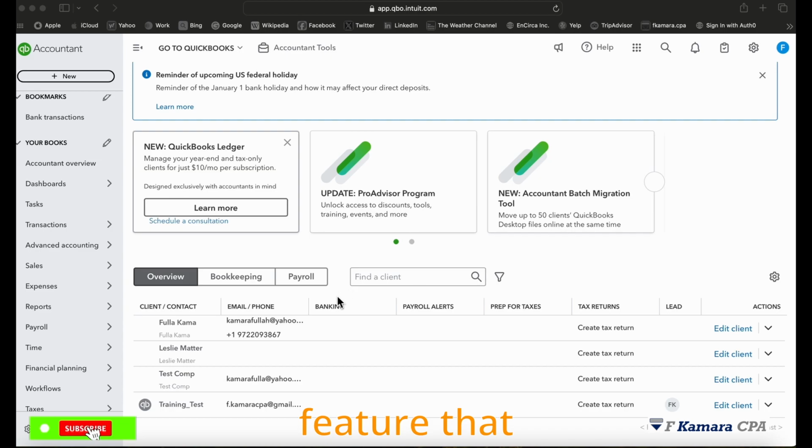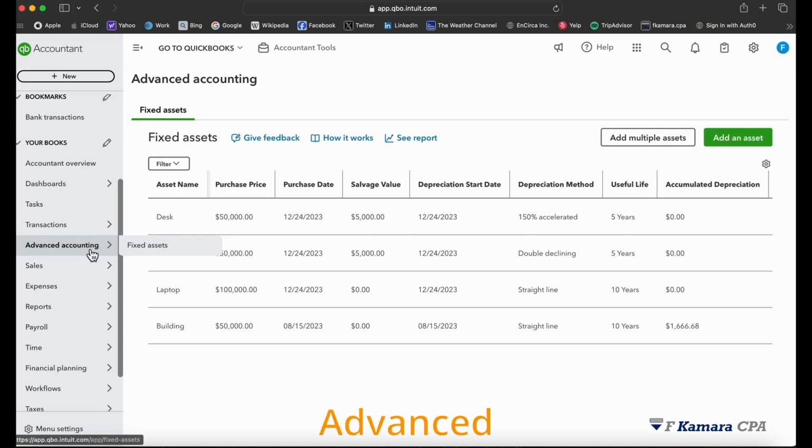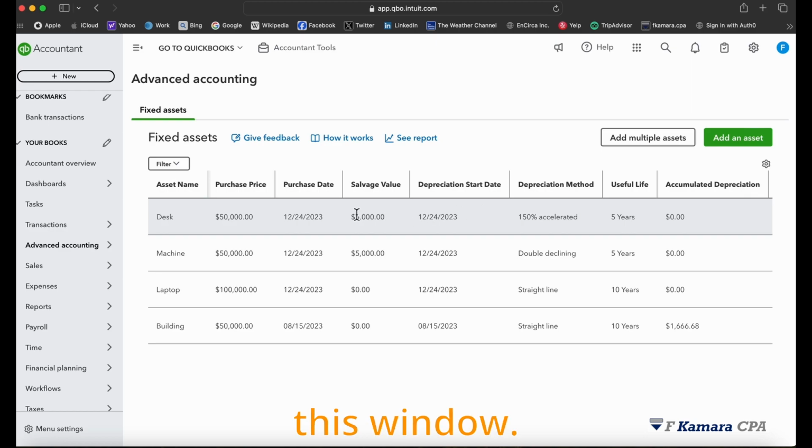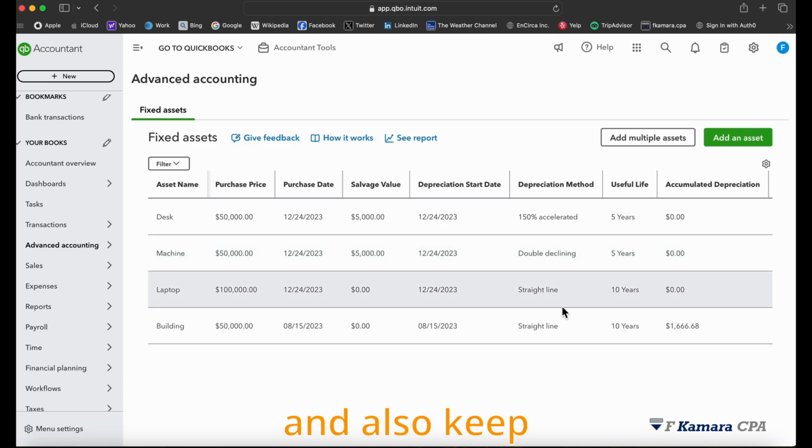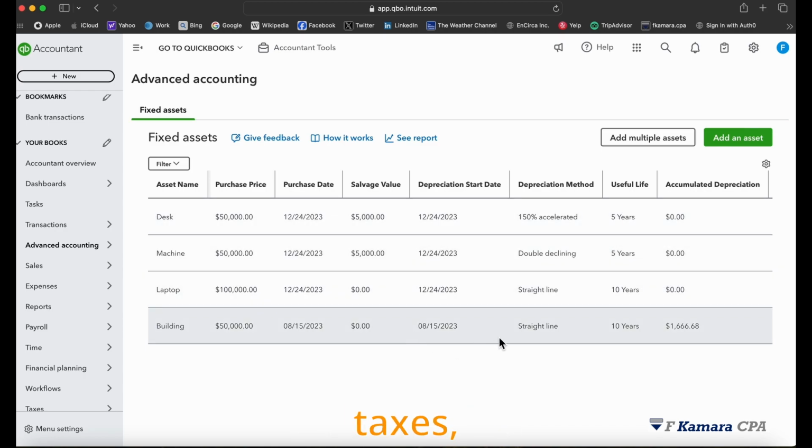There is a new feature that Intuit has added in 2023, which is the fixed asset, advanced accounting, and then click fixed asset. Then it will take you to this window. With this fixed asset module, you will be able to calculate depreciation and also keep track of your fixed assets, so that when filing your taxes, it's easy.